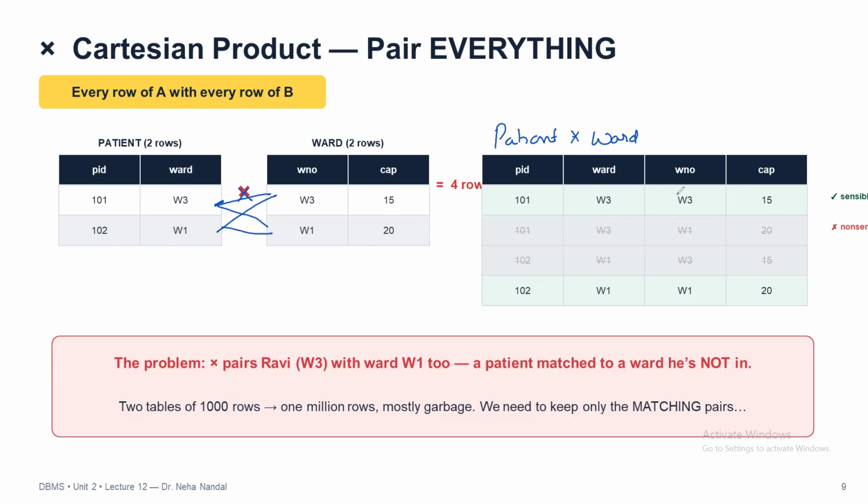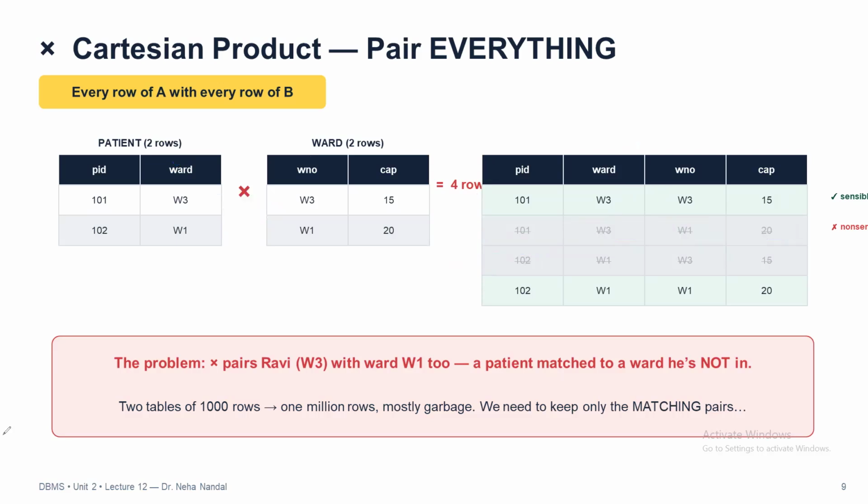Correct. Now, why are some of these rows being removed? Because we have to check the ward number. It should be the same when we are pairing up. So it is checking whether the ward number is the same or not. If it is not the same, like W3 and W1, that row will be removed. And what will be your final Cartesian product? The combination of the matching rows. That is our Cartesian product. I hope you got some understanding of these topics.